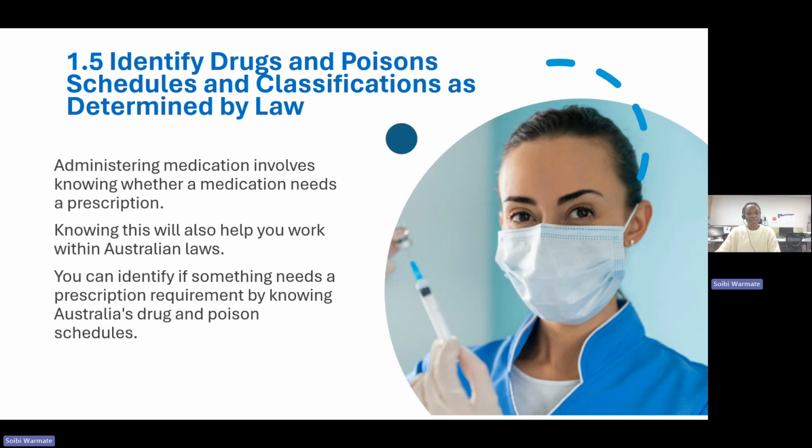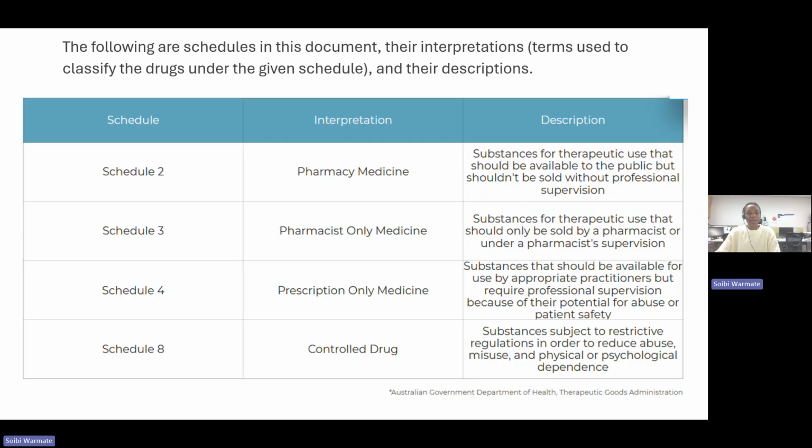Identify drug and poison schedules and classification as determined by law. Administering medication involves knowing whether a medication needs a prescription. Knowing this will help you work within Australian law. You can identify if someone needs a prescription by knowing Australia's drug and poison schedules. Now, there are more than four schedules, but I've just mentioned the main four that you might see or medications you might see when working.